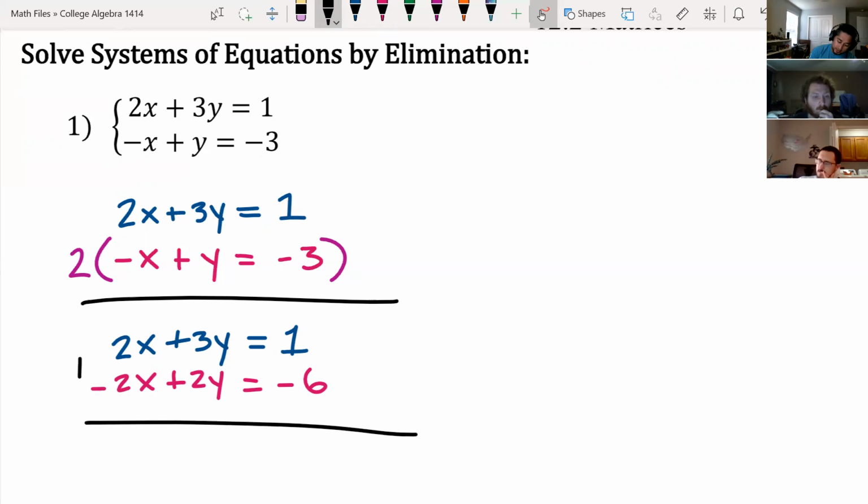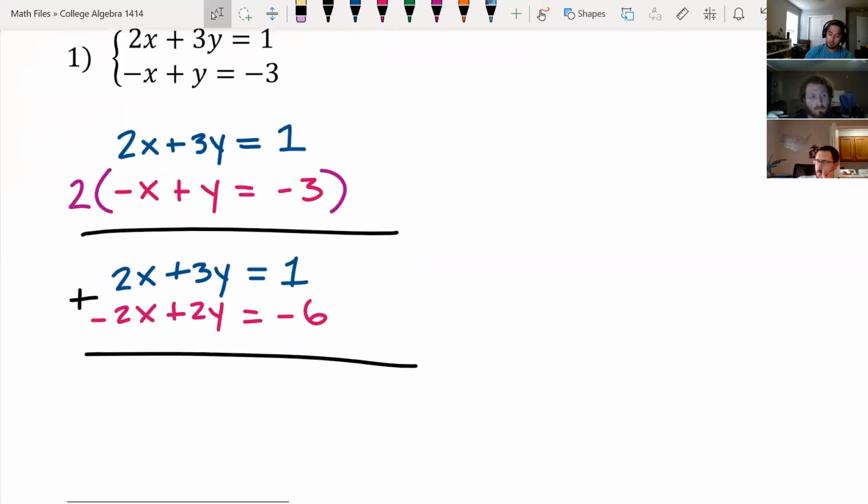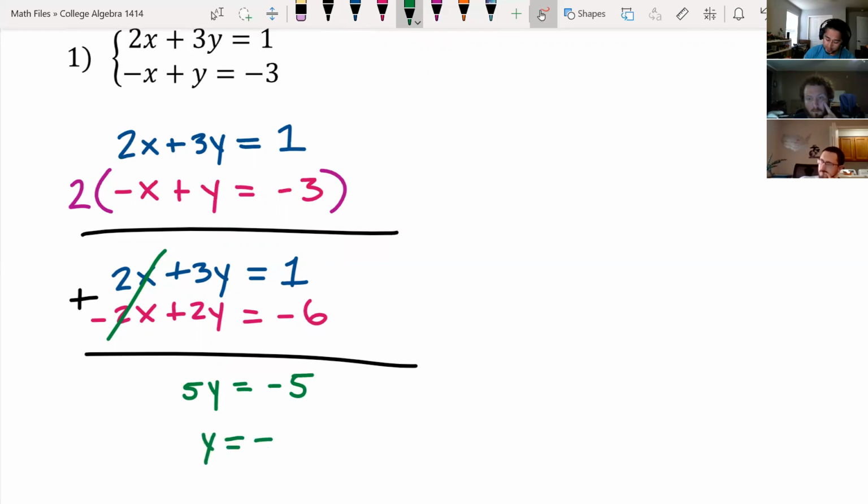What we're going to do is add the 2 equations. So 2x plus -2x will cancel. 3y plus 2y will give me 5y. And 1 plus -6 gives me -5. And then divide by 5, and y equals -1.